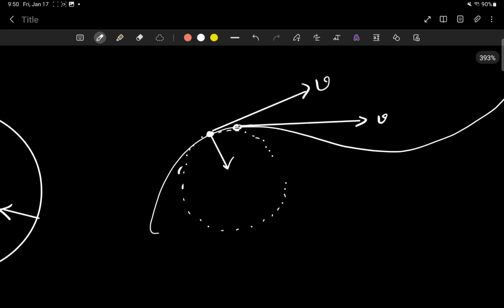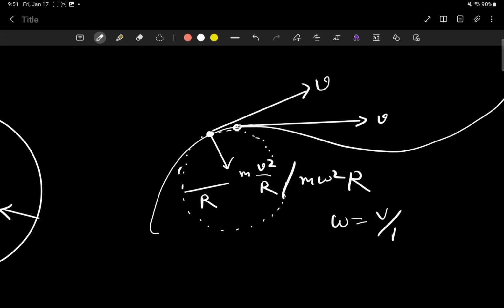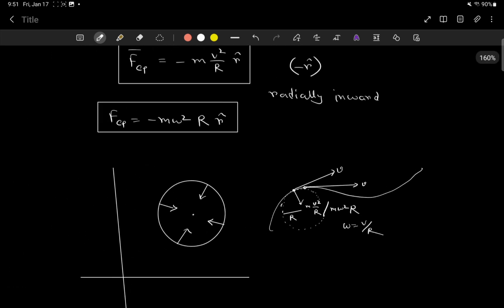And of course, the magnitude of which will be m v squared divided by r, where r is the radius, which you can calculate. Or m omega squared r, where omega is equal to v by r. That's it. So we will be using this extension. This was our main target all along.